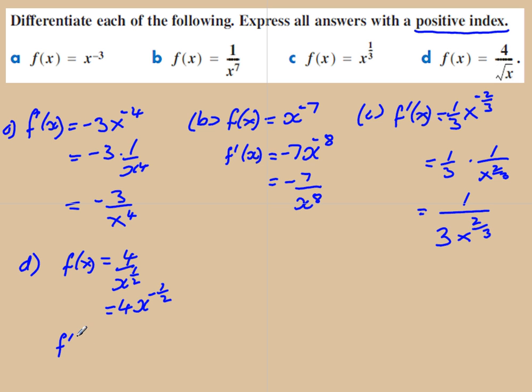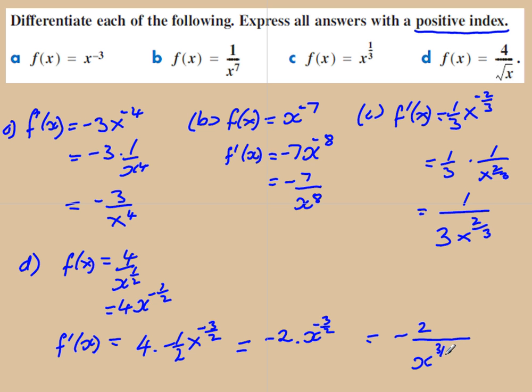So now we can work out that the derivative then is going to be equal to 4 times, now this is going to be negative a half x, then subtracting 1 from the power will be negative 3 over 2. So that's going to be, then you've got 4 times negative a half, which is negative 2. And then we've got times x to the negative 3 over 2, which therefore is negative 2 over x to the 3 over 2.